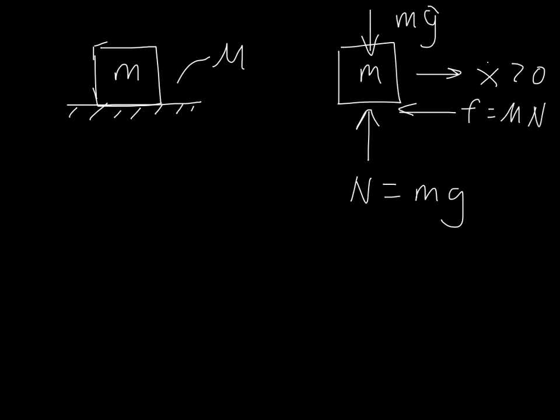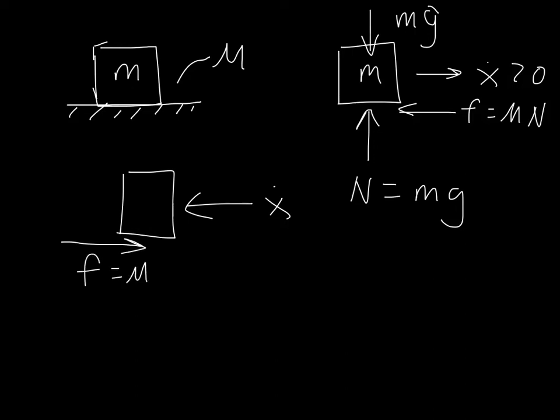But what happens if the velocity was the other way? If the mass was actually moving in the opposite direction, then the friction force would act the other direction. We'd have, again, F equals mu N.